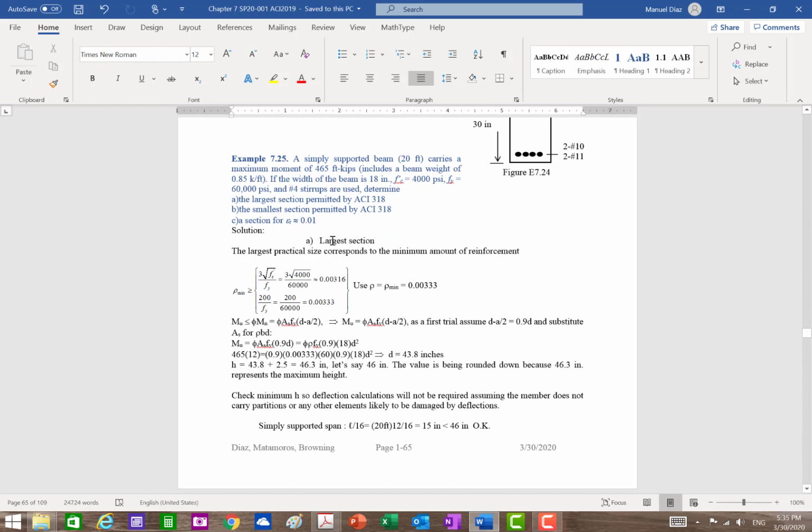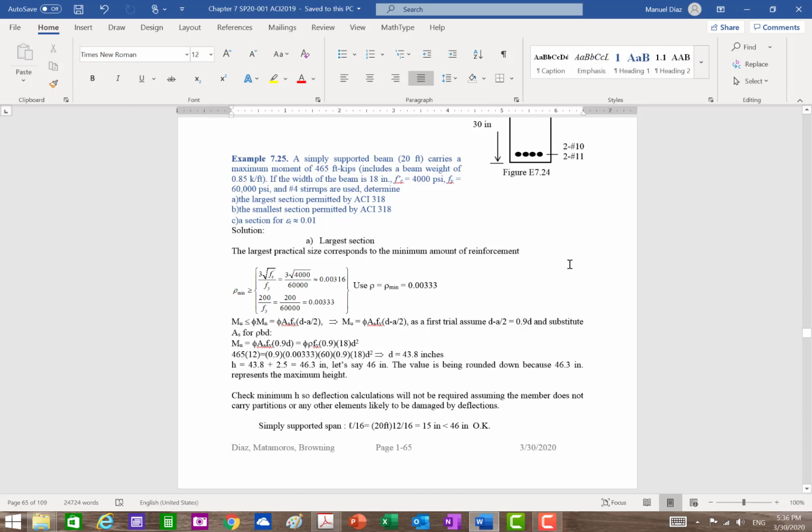As we said before, the largest section, the practical size, corresponds to the minimum amount of reinforcement. Larger cross section, then a minimum amount of reinforcement. So we go to the formula for minimum, and instead of using As minimum, we're going to use rho minimum. Why are we going to use rho minimum? Because when we use procedure B, remember, we replace the area of the steel by rho b d. Because of that, it's best to work with rho, so that we keep it consistent and do the same thing over and over.